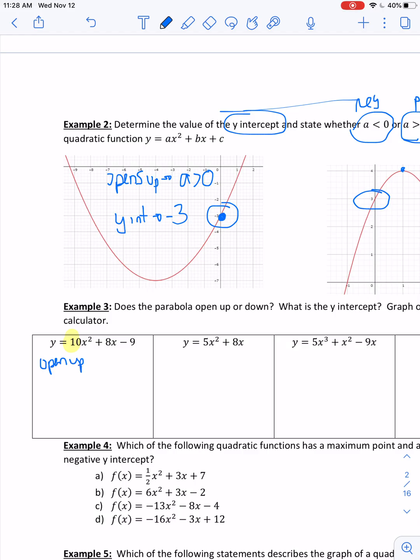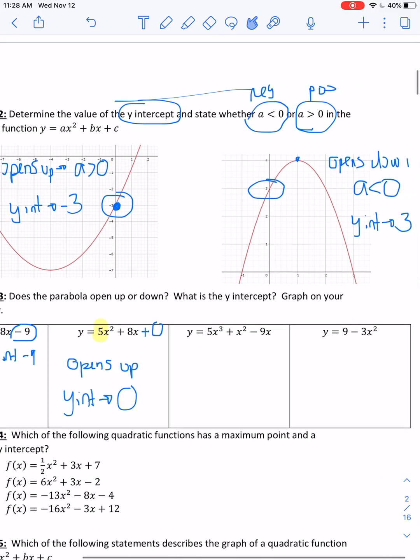Our y-intercept is always our constant. So in this case, our constant is -9. So that means I have a y-intercept of -9. Let's move on to the next example. Here, I have an a value that's greater than 0. So I would say my graph opens up because a is greater than 0. I don't have a y-intercept. So this would be the same as if you were to add 0 at the end. So if you don't have a constant, that means your y-intercept is actually 0.